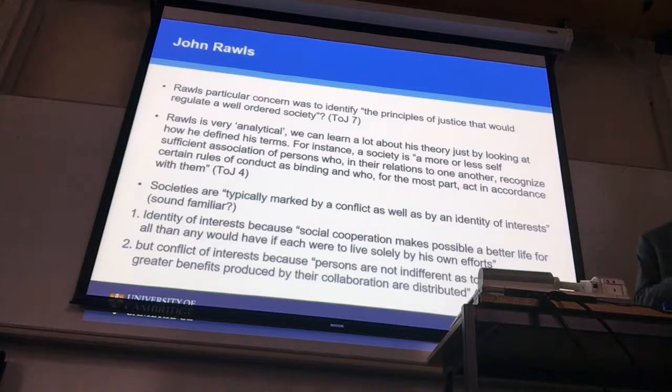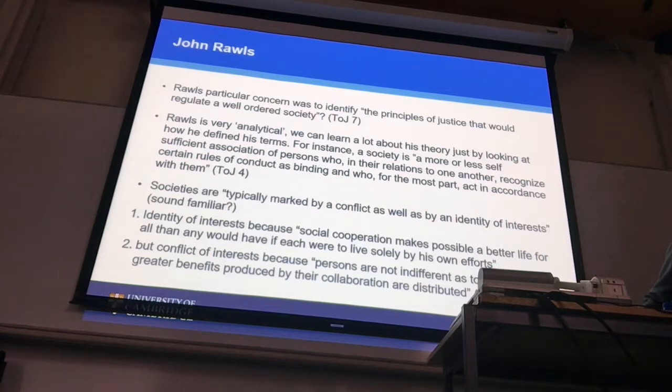It is what are the principles of justice that would regulate a well-ordered society? The key things here are the principles of justice, what are those? Society, what is that? And well-ordered society, what is that?